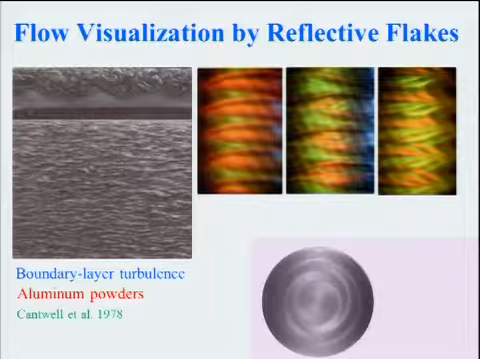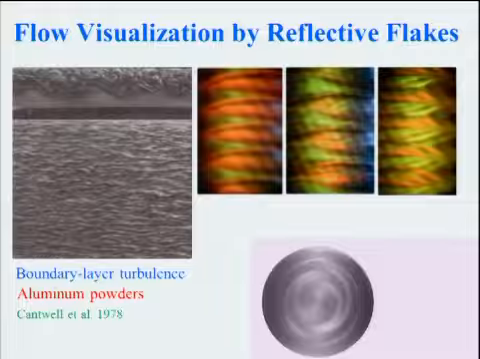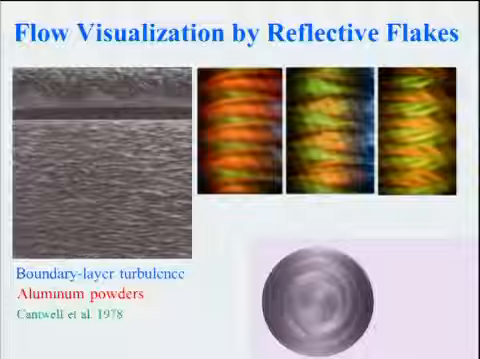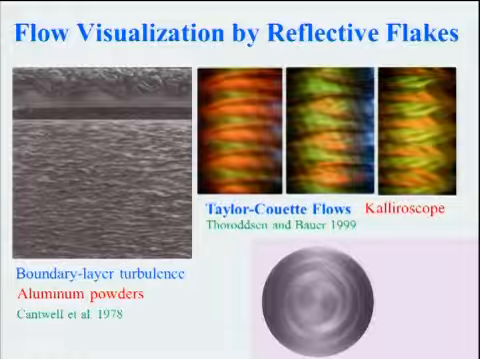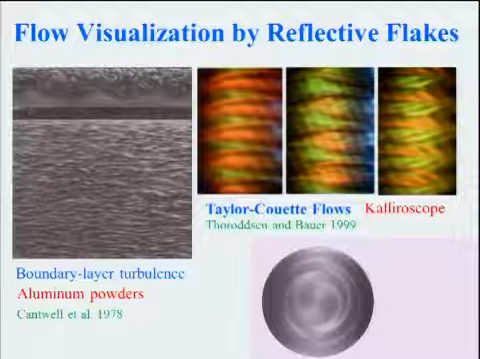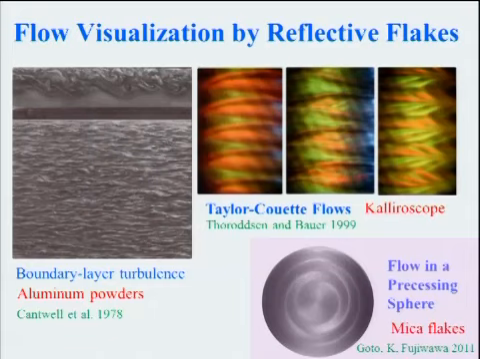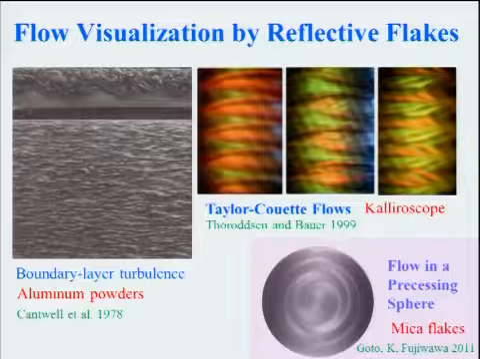Here I show three examples. This is a famous one in a photo album. This is a boundary layer turbulence using alumina powders. This is the Taylor-Couette flows using kaleidoscope particles. And this is the visualization using mica flakes. This is what we are using, and I show later in detail.